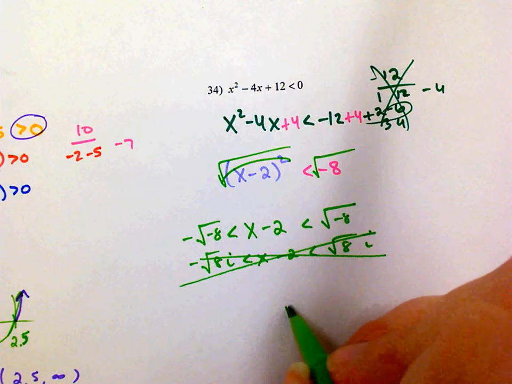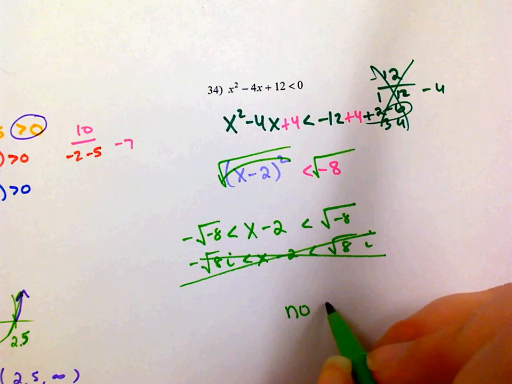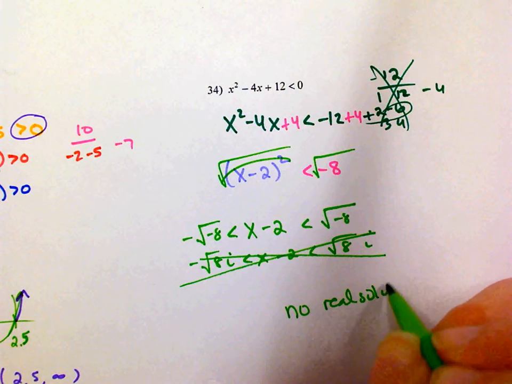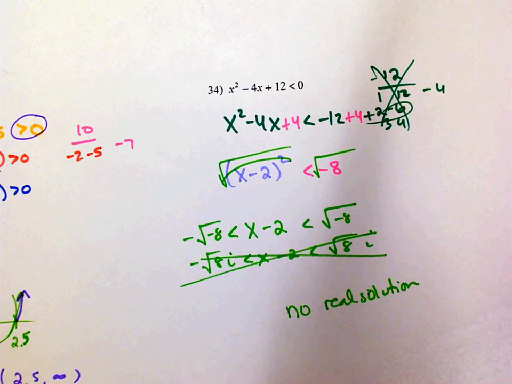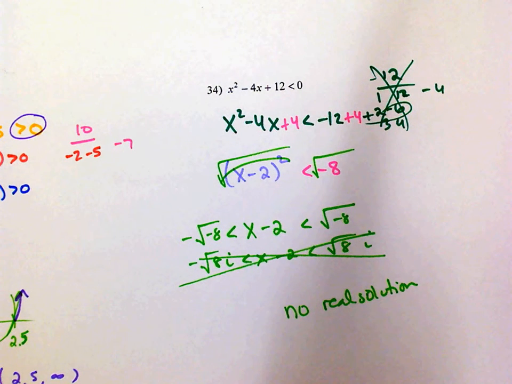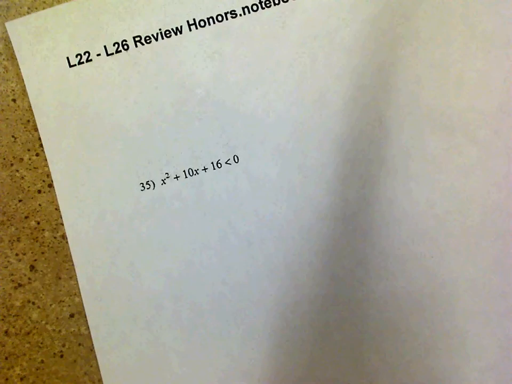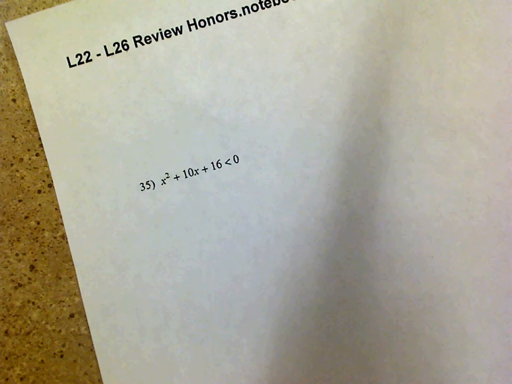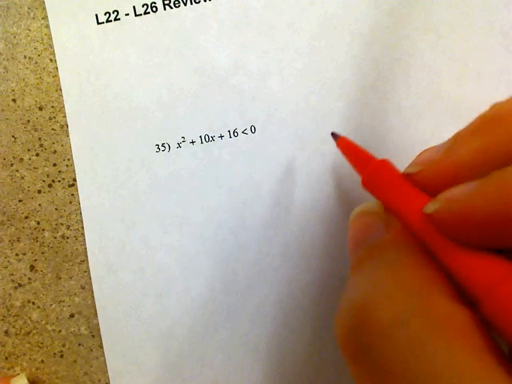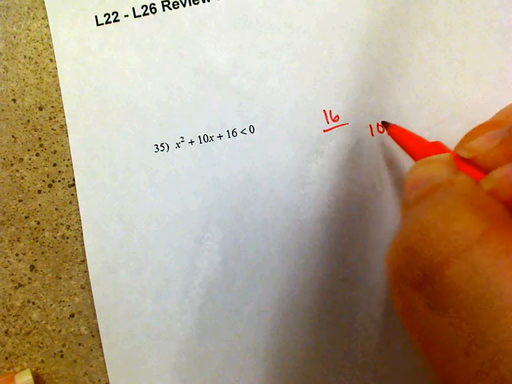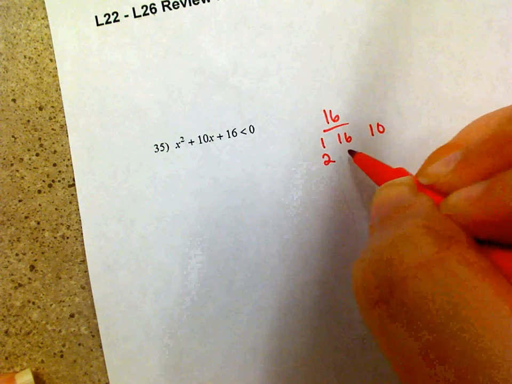Okay, last one. So does it factor? Are there factors of 16 that add up to 10? 2 and 8. Okay, x plus 2, x plus 8 equals 0 when x equals negative 2 and negative 8.